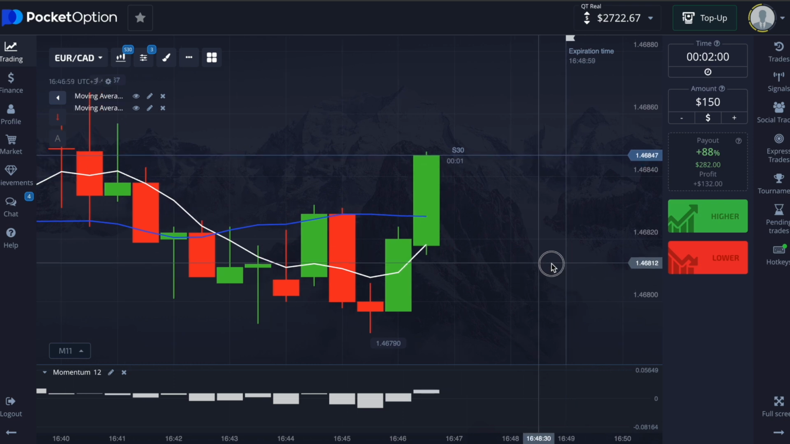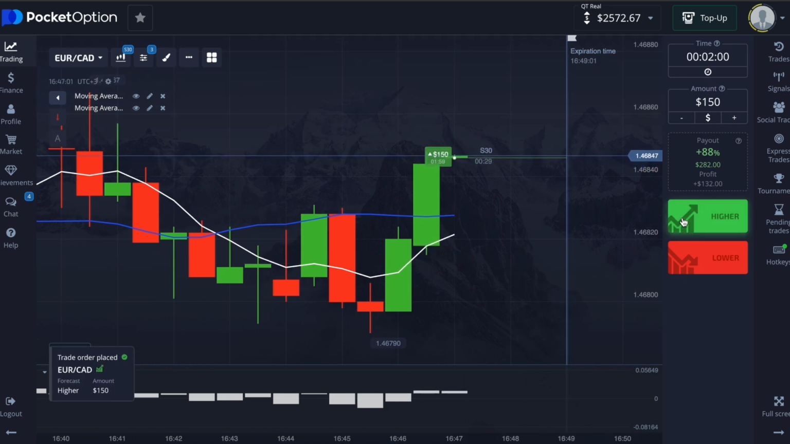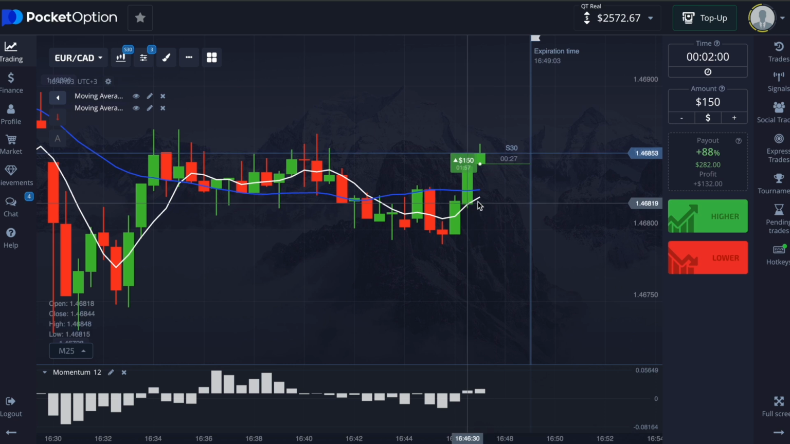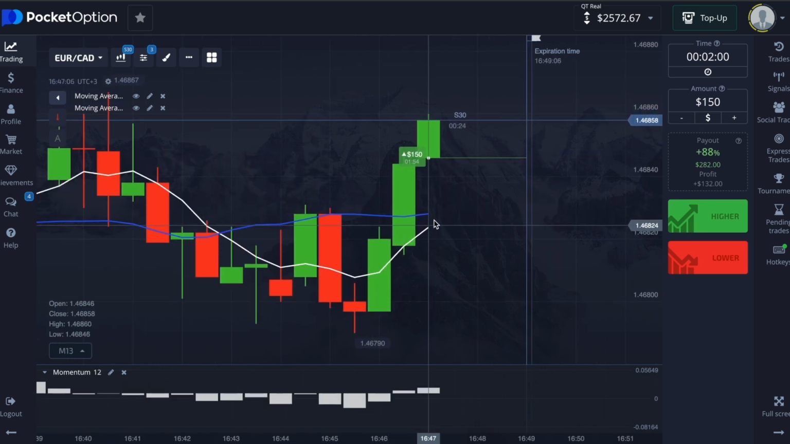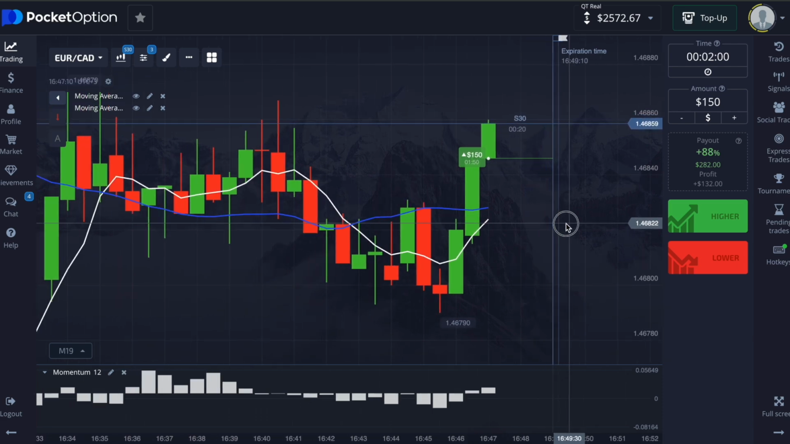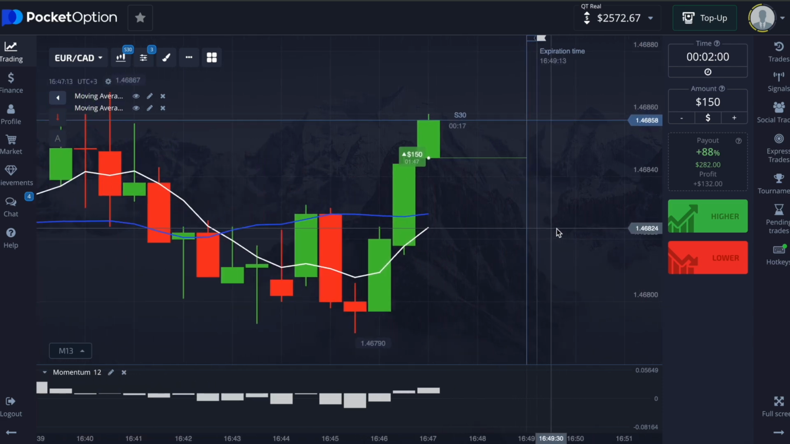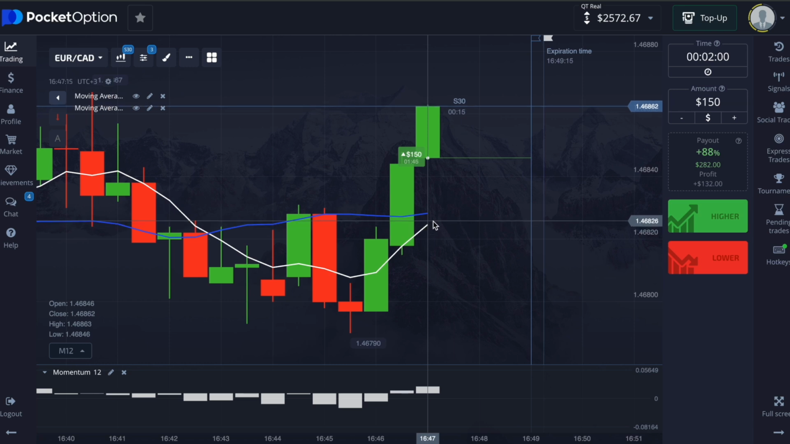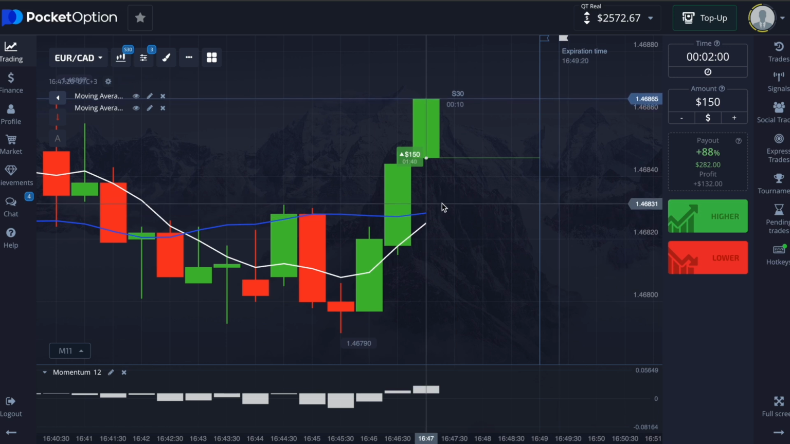Let me show you another example. I find a decent situation, wait for it, and with the new candle, I open a $150 trade for 2 minutes. You see, I rushed a bit here and didn't wait for the white line to cross the blue one. This is a bit incorrect. And even though the candles in the momentum indicator confirm the direction of the price in this area, I strongly recommend opening a trade only when the white line crosses the blue one. That's the essence of this strategy.